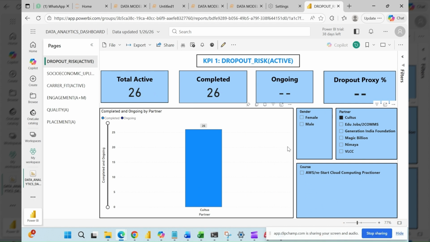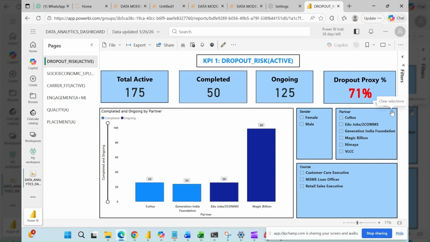This filters can be used in online viewing of the reports. So again, if I select GIF, Generation India Foundation, because they have completed their first batch, it will show total active 24, complete 24, ongoing is 0. So clear picture we can get. Let me remove this filter. So this is the whole picture right now.